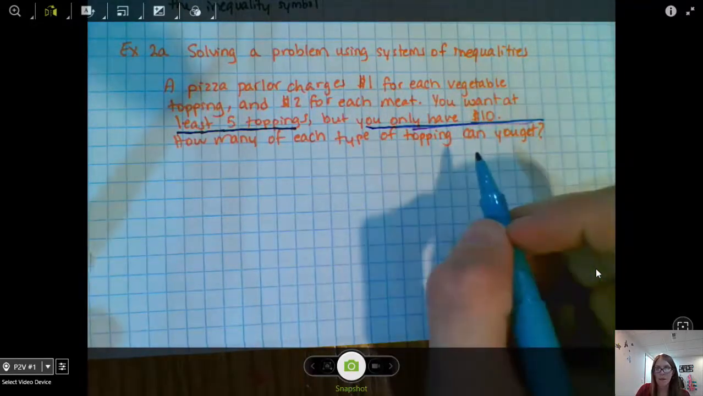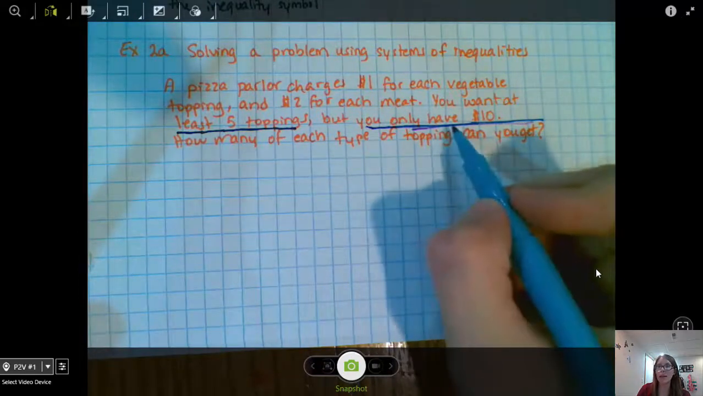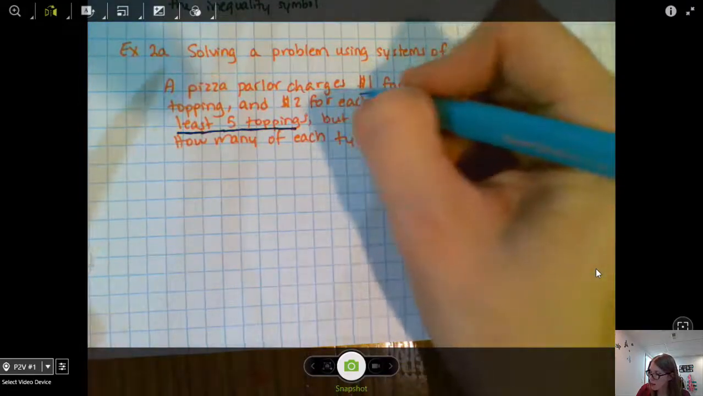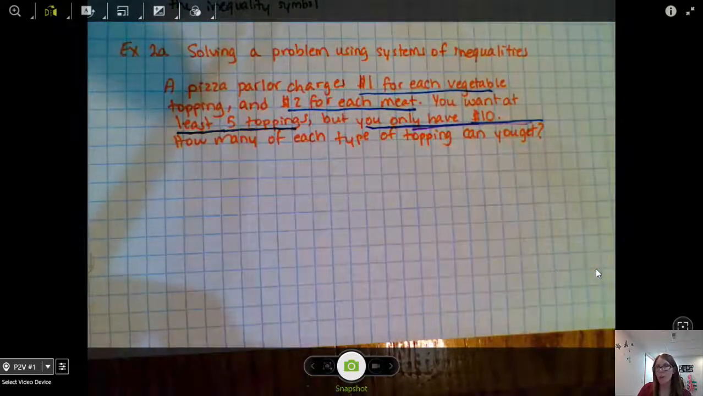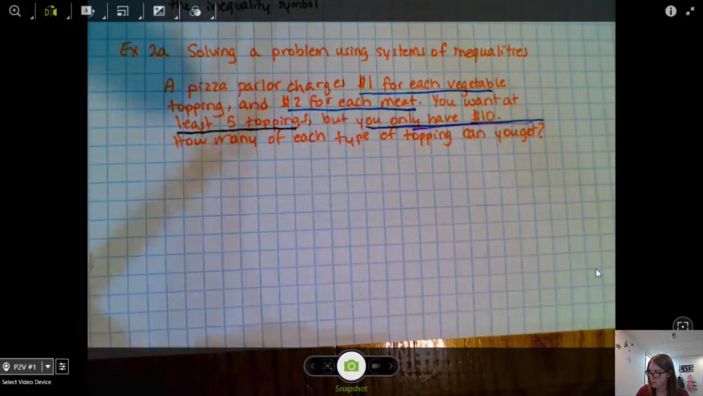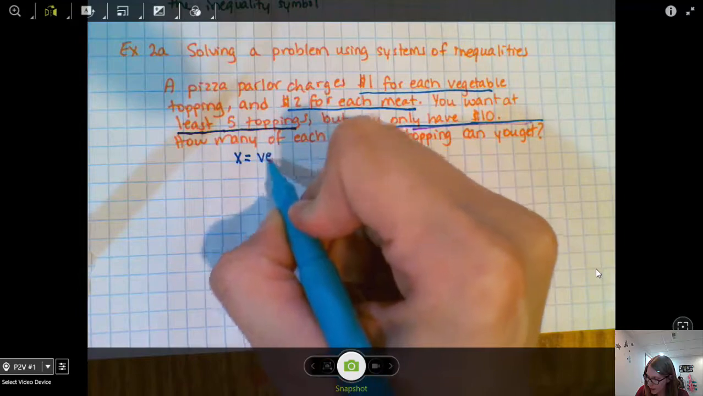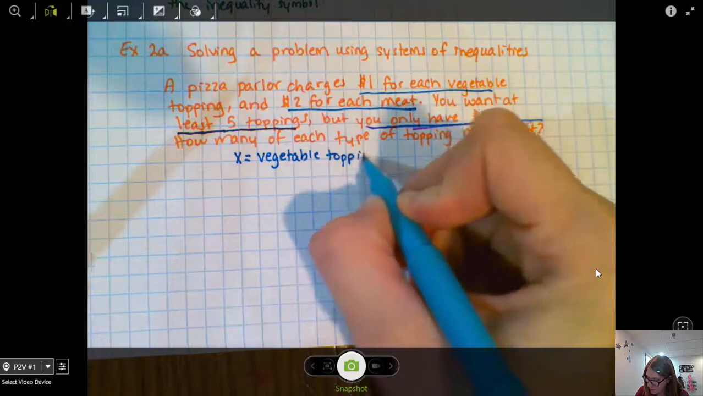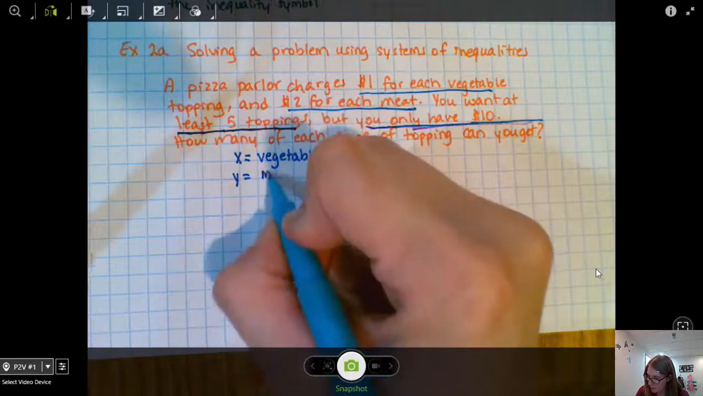All right. And in this blue that I'm using, this is all related to money. I'm going to highlight or underline my other information that's talking about money. So it's $1 for each vegetable and $2 for each meat. So let's put this together. First thing that we have to do is assign what our variables are going to be. Okay. And I'm going to pick x to represent our number of vegetable toppings. And y to represent the number of meat toppings.